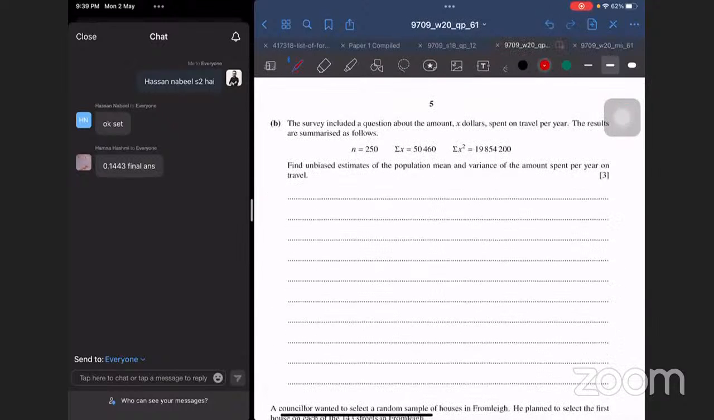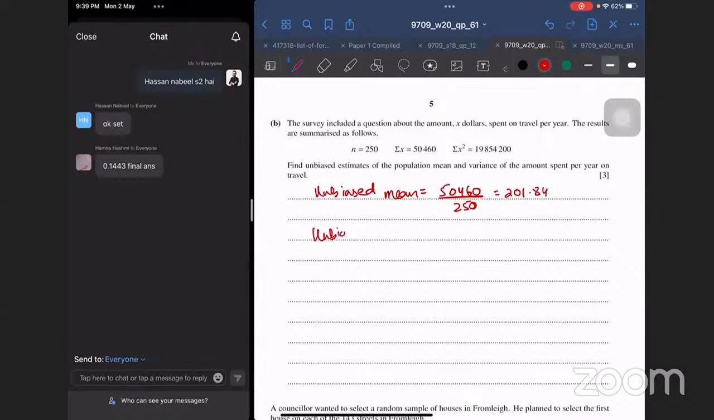Then it says the survey included a question about X dollars spent on travel. The results were summarized as follows. Find unbiased estimates for population mean and variance. The unbiased mean is 50460 divided by 250. That is 201.84.